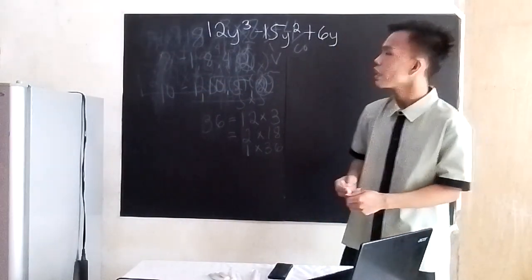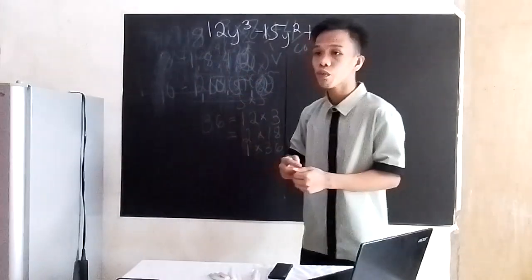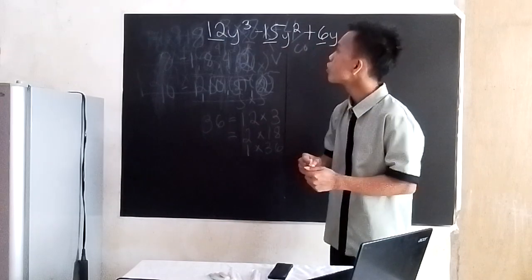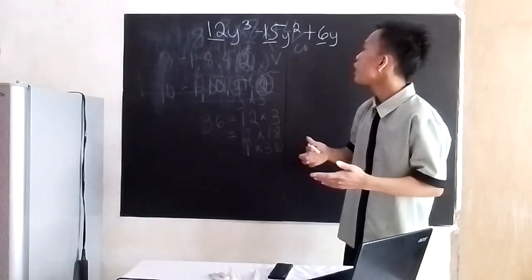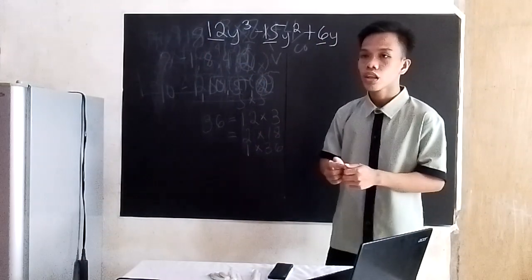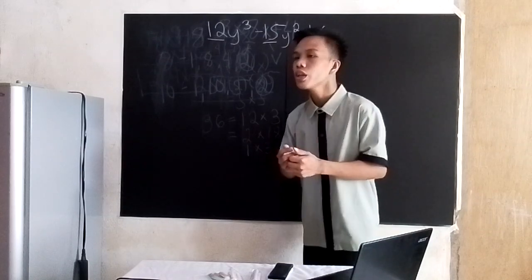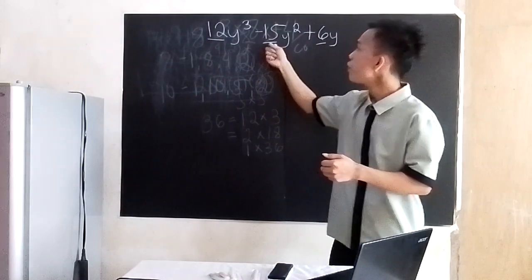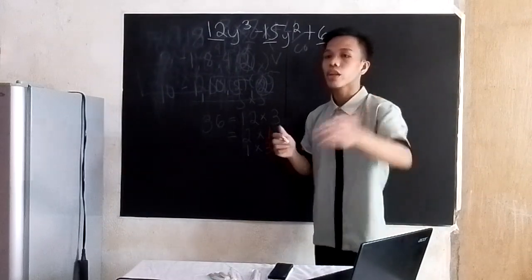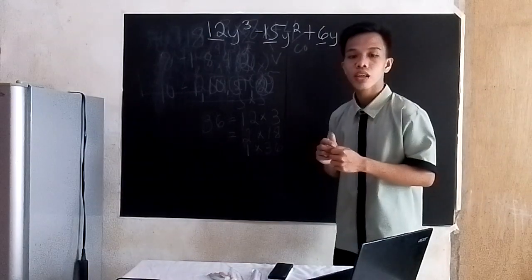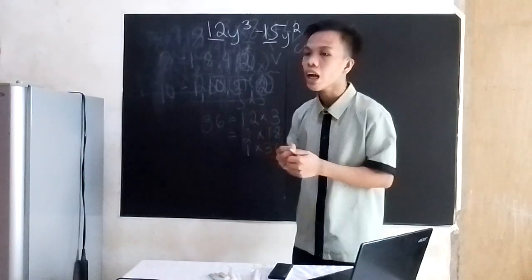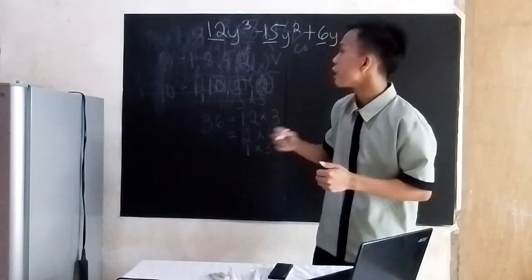So as you can see here, let's focus first on the coefficients: 12, 15, and 6. So think of a number that you can divide on these three coefficients. What number can you divide to 12, 15, and 6? Yes, Marina. That's right. So they are all divisible by 3.